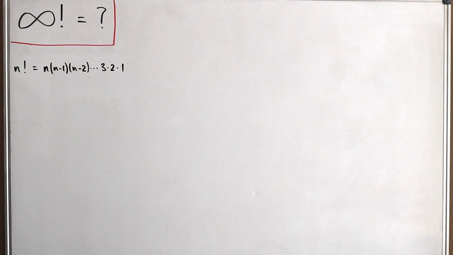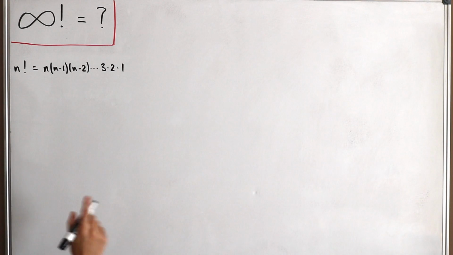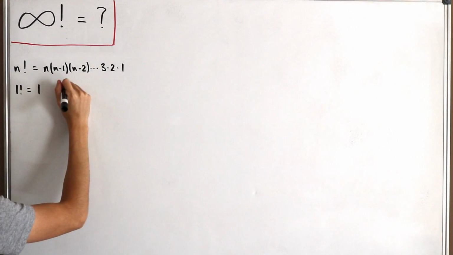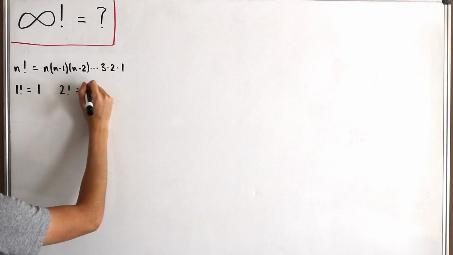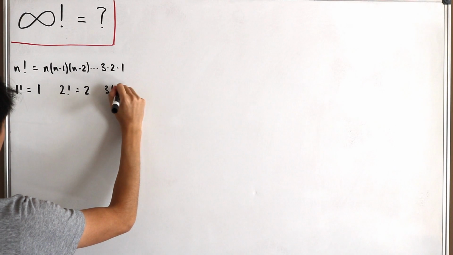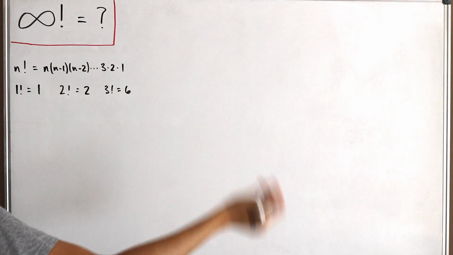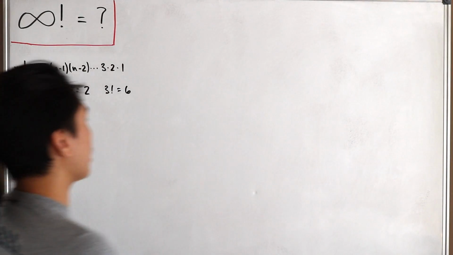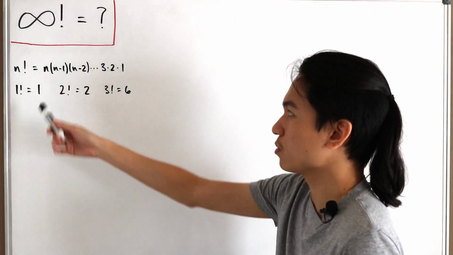And some results, if you want to compute these examples specifically: let's say we have 1 factorial, that's just equal to 1, 2 factorial equals 2, 3 factorial equals 3 times 2 times 1, that's 6, and then so on and so forth. 4 factorial is 24, 5 factorial is 120, and so on, whatever numbers you want to plug in for n. And so that begs the question, so if we have these numbers, what would infinity factorial be?